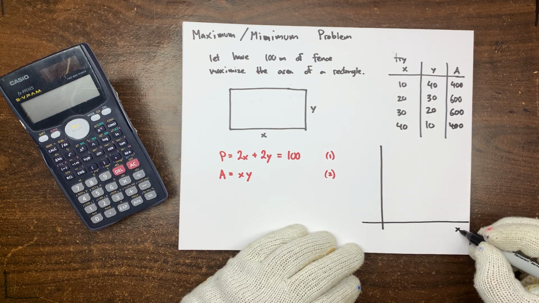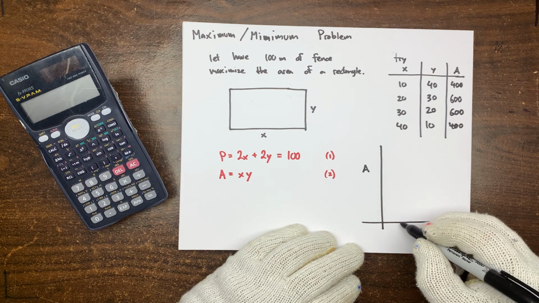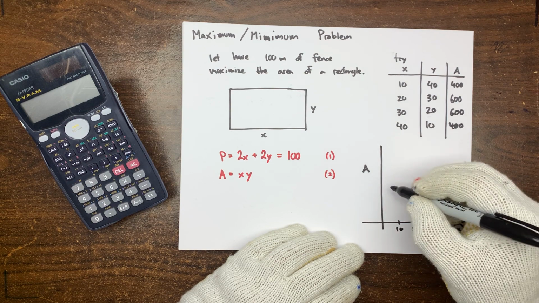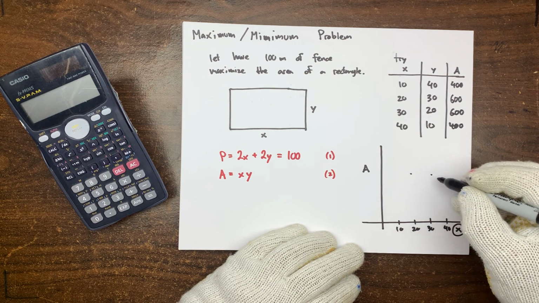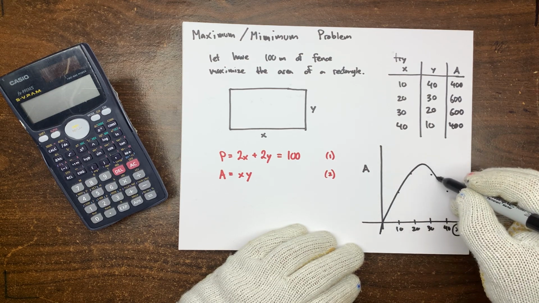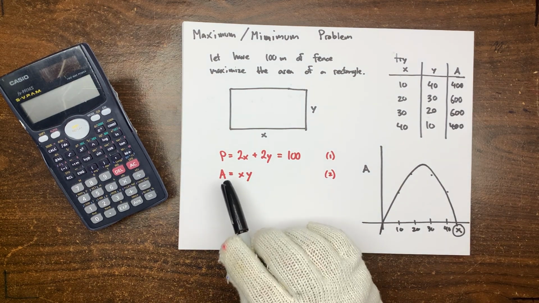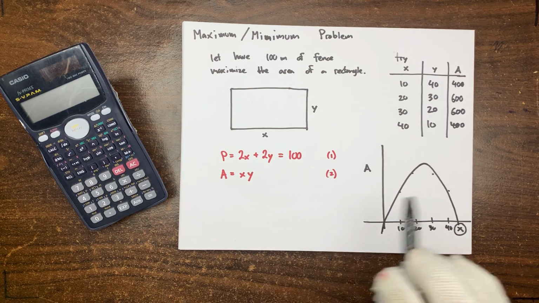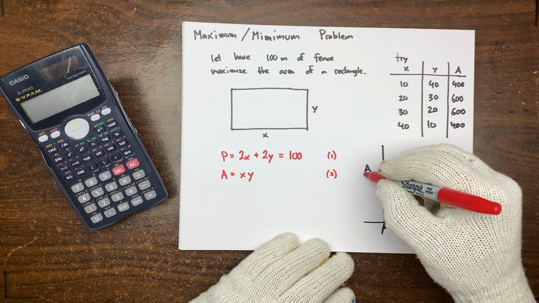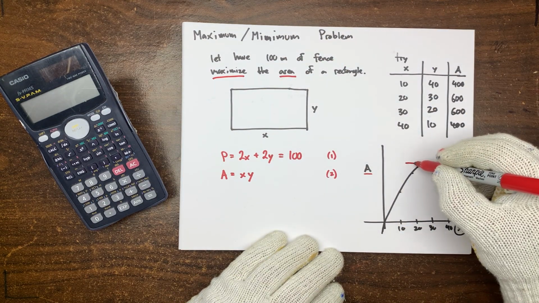And what this plot looks like, if I put x on the bottom and area on the side, you can see I'm only putting one variable here. If I put x on the bottom, here's 10, 20, 30, 40, I'm going to get 400, 600, 600, and 400. And there it is. There is the data. So the other piece of information, the other equation here, is that we want this point. That's the point we want. We want the maximum area. That's what we're asking for. Maximize the area.